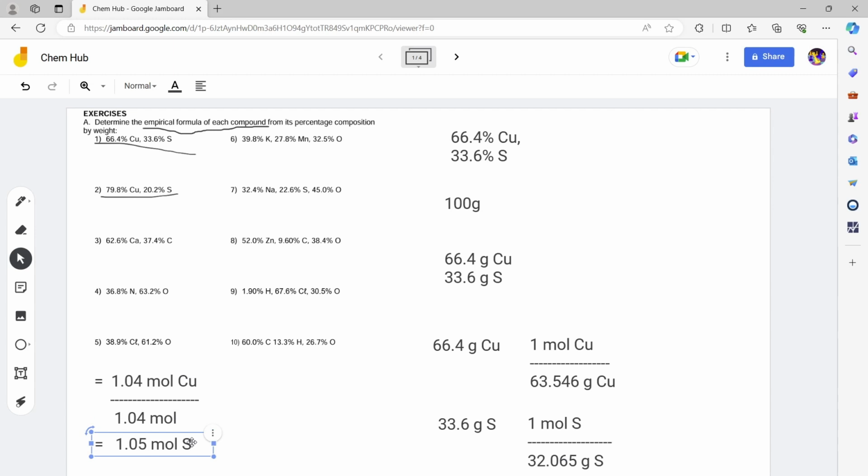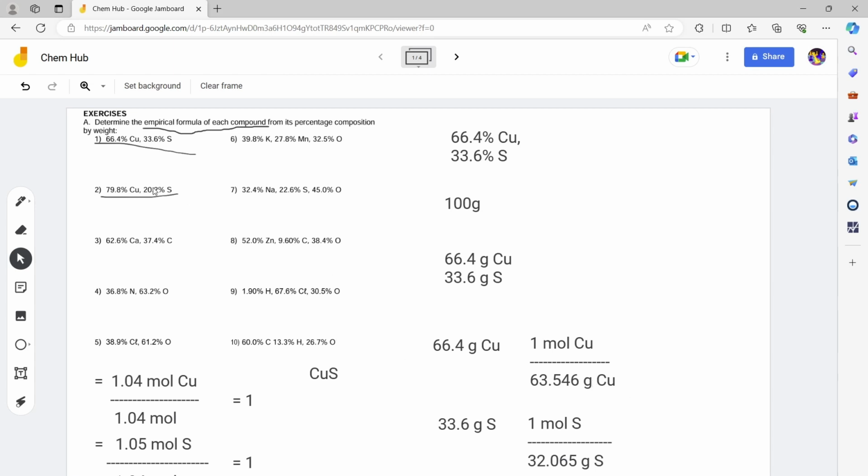And we're going to want to do the same for this one. We're going to want to divide it by the smaller one. And obviously for the top, we just get 1. And for the bottom, we're allowed to approximate that to 1. So since we got 1 for both, it's just going to mean that these are going to be our subscripts, which means that our subscripts are going to be for copper, 1, and for sulfur, also 1. So that is the end of problem 1.